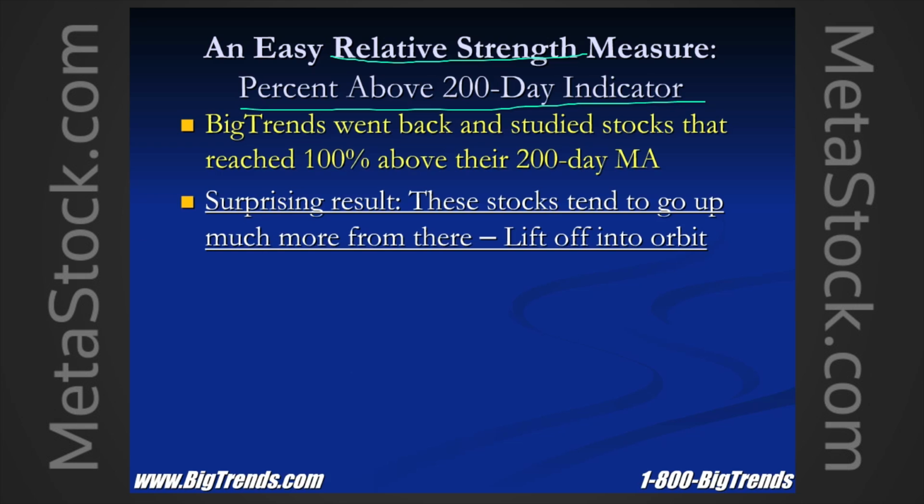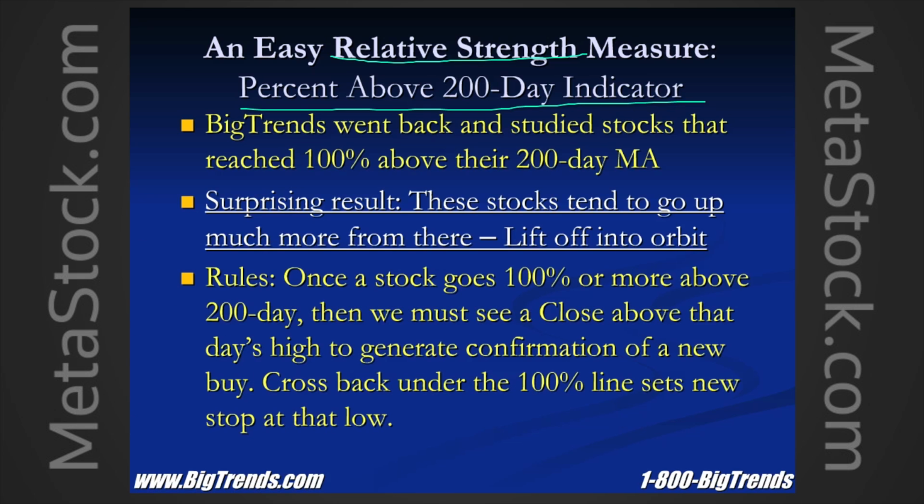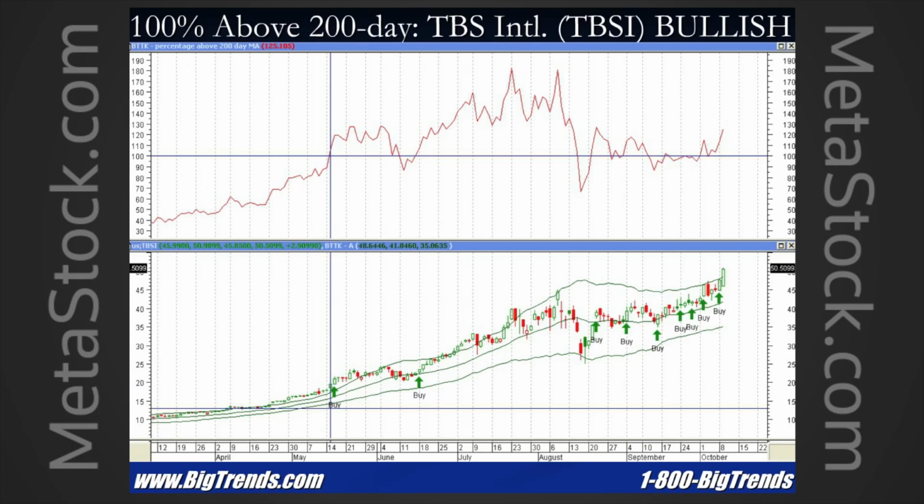So that was a surprising result. They'll tend to, even once they cross 100% above the 200-day threshold, lift off even further into that orbit potentially. So my basic rule is once the stock goes 100% or more above its 200-day moving average, I've got to get a close and a subsequent bar above that bar's high to tell me that we've got a new confirmed buy signal. And then once it crosses back under that 100% line, that sets a new stop at that low. If it closes under that low, I'm done. I'm out. Sayonara. Always exit first, ask questions later.